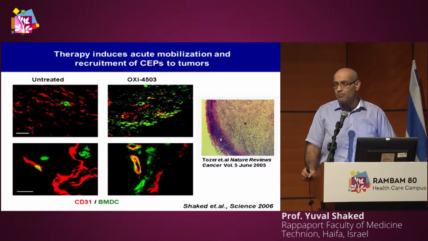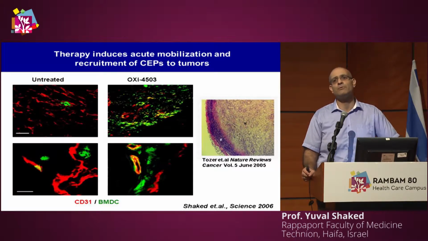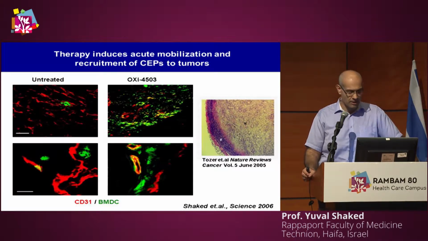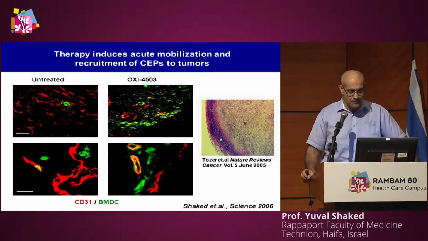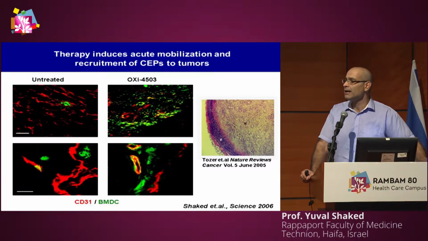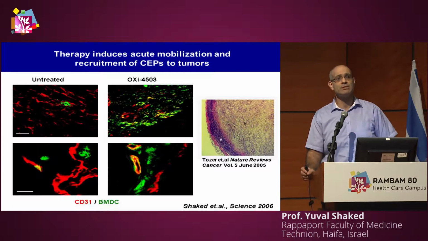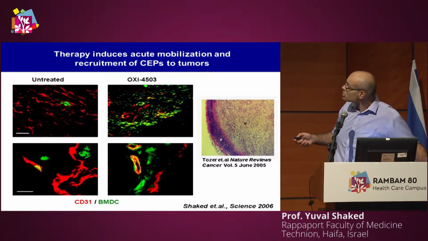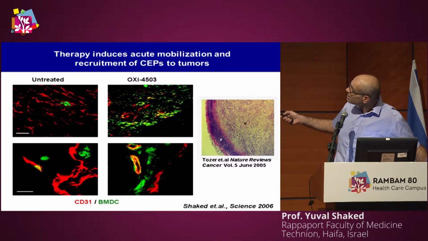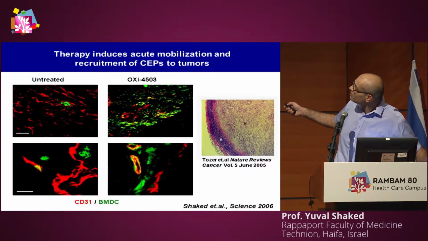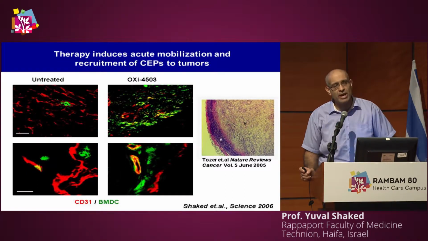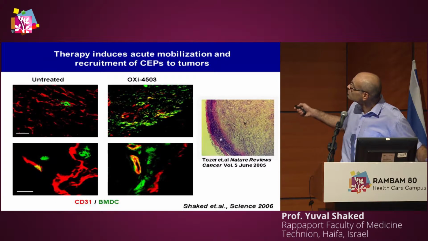And perhaps the first study that we published about this process is when we looked at mice treated with a drug called OXY4503. It's a cytotoxic-like agent, where we showed that in untreated tumors, the number of bone marrow cells that can be found in the tumors is very small. But once you give treatment, within 3 days there is a massive invasion and infiltration of bone marrow-derived cells to the tumor site, some of which incorporated into the blood vessel wall.